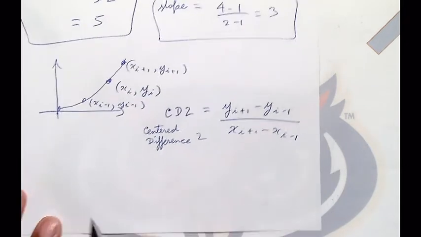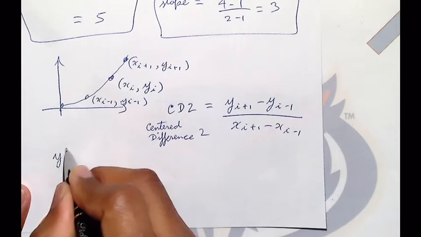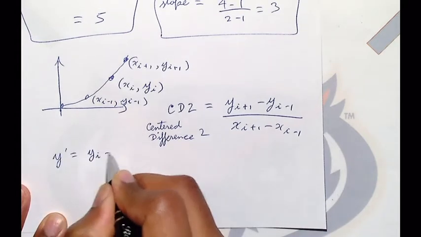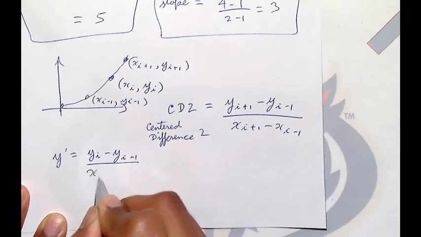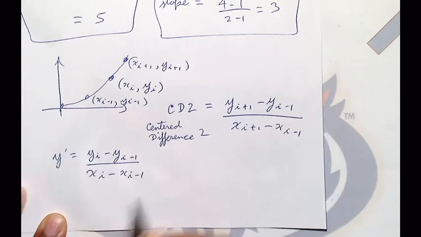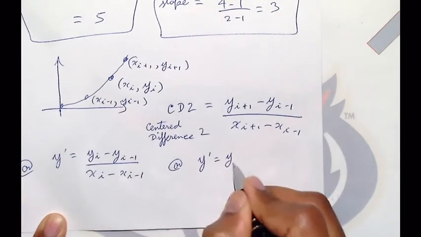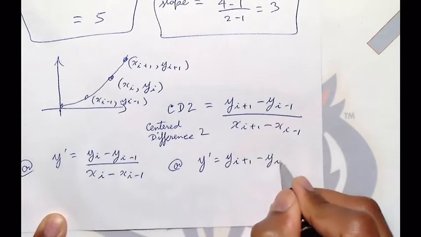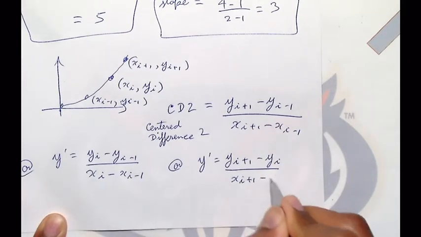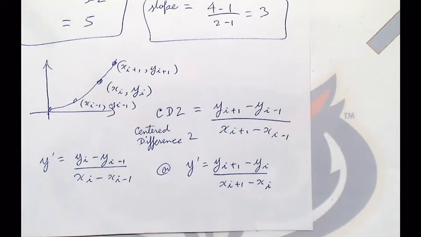The other estimate that you gave me was, let's say, y prime equals yi minus yi minus 1 over xi minus xi minus 1. Or y prime equals yi plus 1 minus yi over xi plus 1 minus xi. Right? So that's basically what we did. This is just using symbols, we did just using numbers. Okay, so where do these come from?